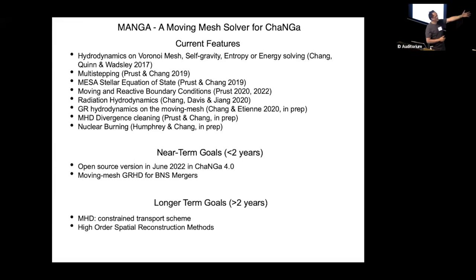There's an open source version from June 2022. You might notice that it's almost the end of 2022. That's because it's there already. You can just pull the moving mesh version off of the public directory. The other thing I want to try to do in the next few years is moving mesh GR hydro for binary neutron star mergers. I'm afraid the dog is about to catch the car. I'm not sure what can happen after that.